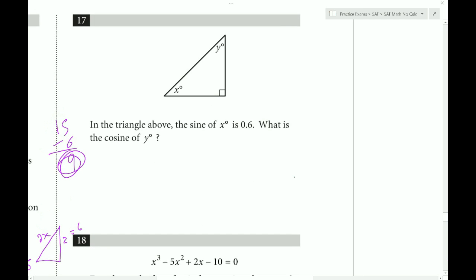Next, in the triangle above, the sine of x is 0.6. Sine is opposite over hypotenuse. So we can let this opposite be 0.6 and the hypotenuse be 1. So this is like 0.6 over 1. What is the cosine of y? So the cosine of y would be adjacent over hypotenuse, which again is 0.6 over 1. So the answer is just 0.6.